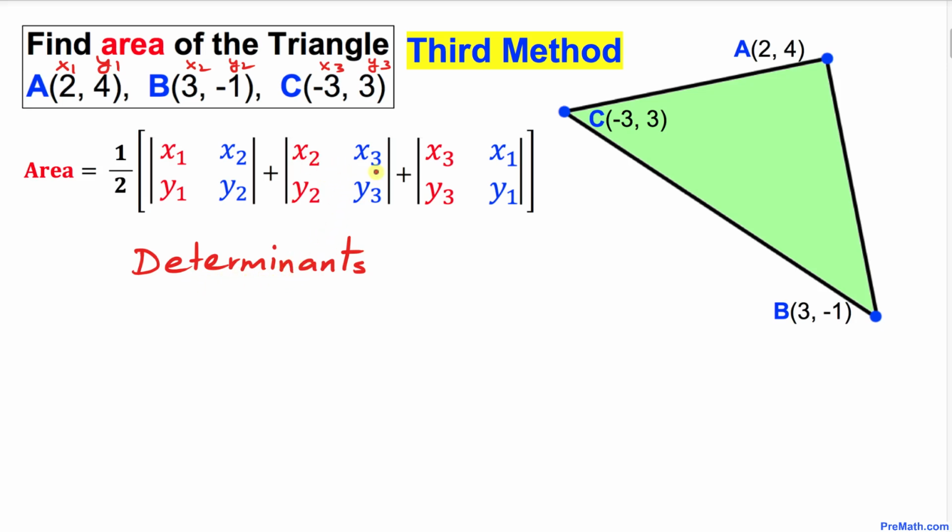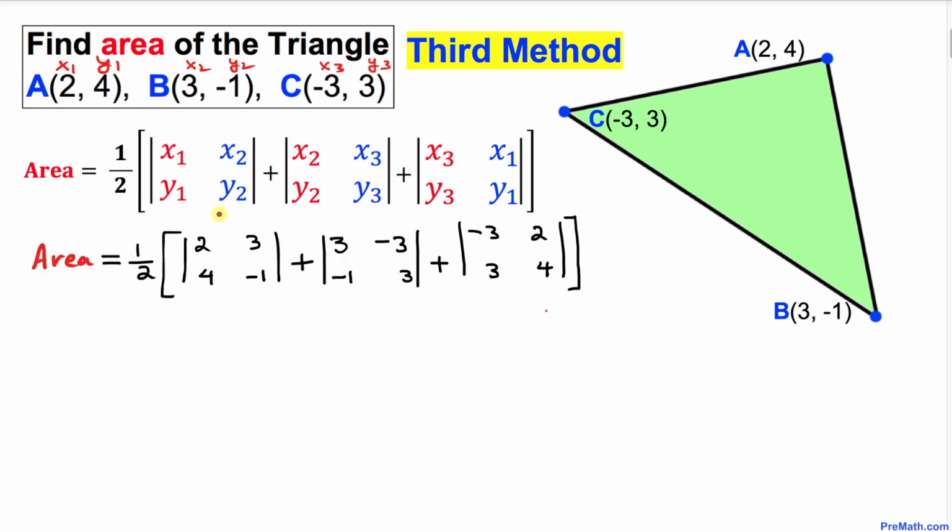So we got these 2 by 2 determinants, and I will also show you how to find the value of these determinants. And now in this next step, I have filled in the blanks. Wherever you see x1, y1, I just put down those values, as you can see. And now let me show you how to find the value of each of these 2 by 2 determinants.